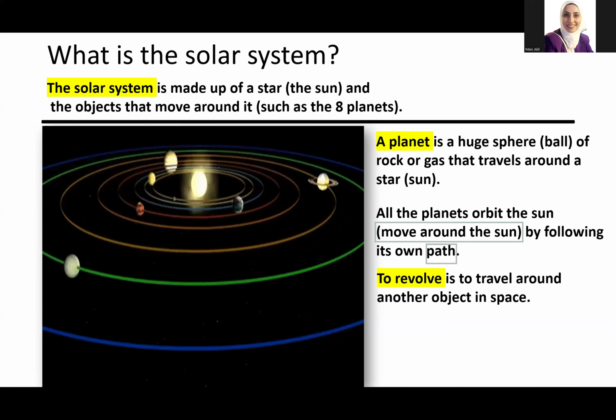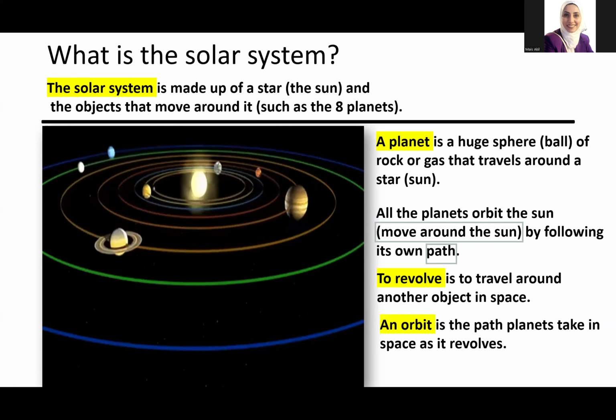The path that the planets take around the sun, we call it an orbit. An orbit is the path planets take in space as they revolve. And the orbit, as we said before, is not a real line, it is an imaginary line.